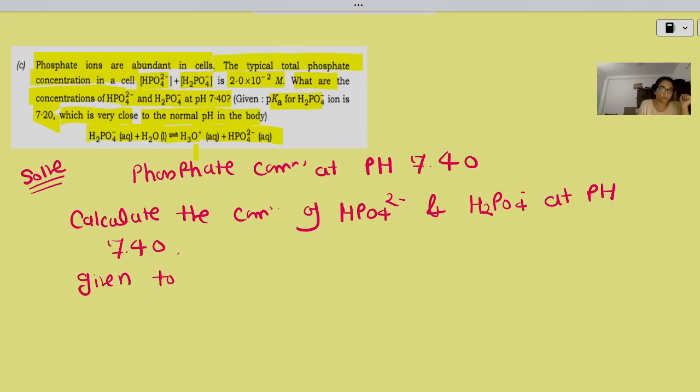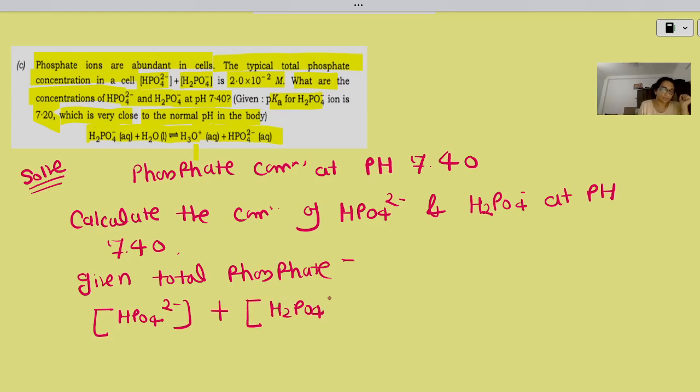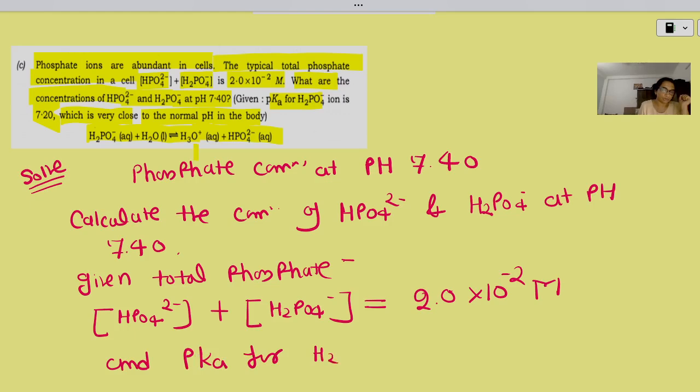Some values are given in this question. The total phosphate ion concentration, represented by the concentration of HPO4 2 negative plus the concentration of H2PO4 single negative, is given as 2.0 × 10^-2 M. The pKa value is also given: the pKa for diphosphoric acid is 7.20. Now solve the question step by step.